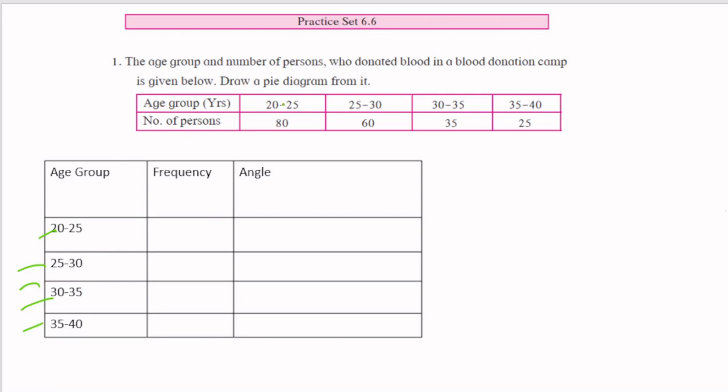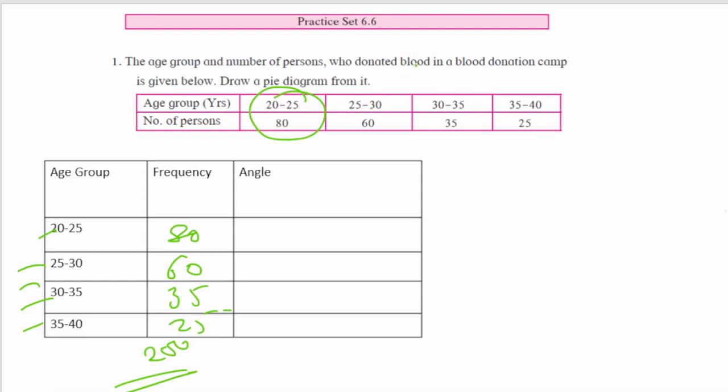Now the number of persons: 80, 60, 35 and 25. Find the total sum. After adding all, it is coming to 200. So the total frequency is 200. Now we have to calculate the angles.